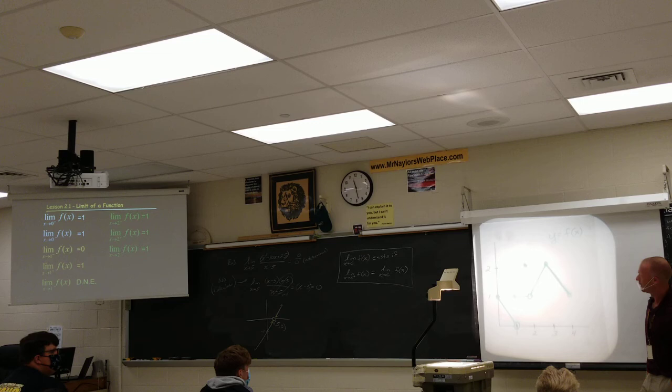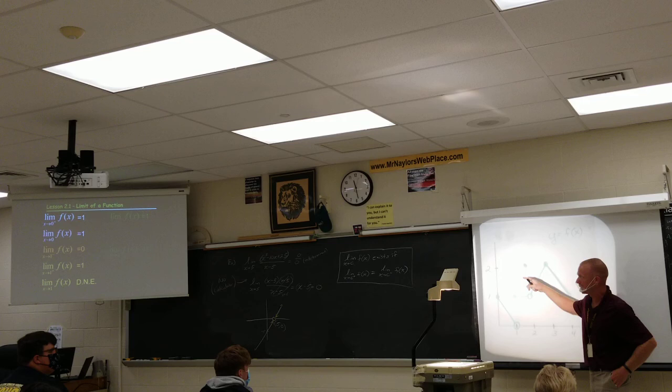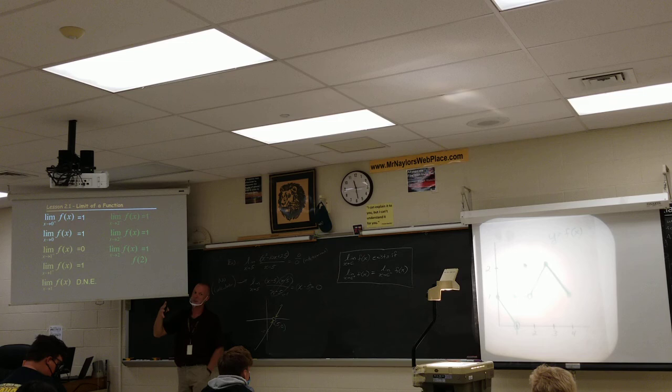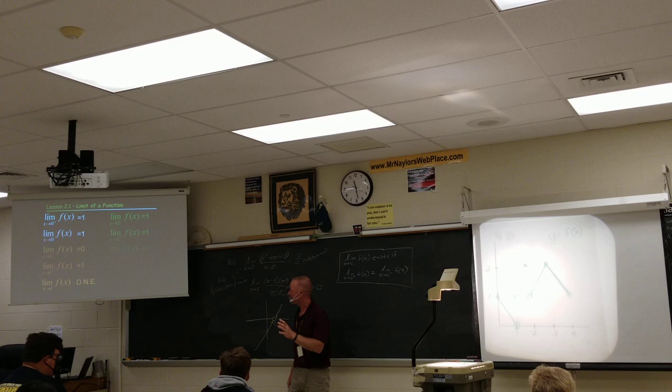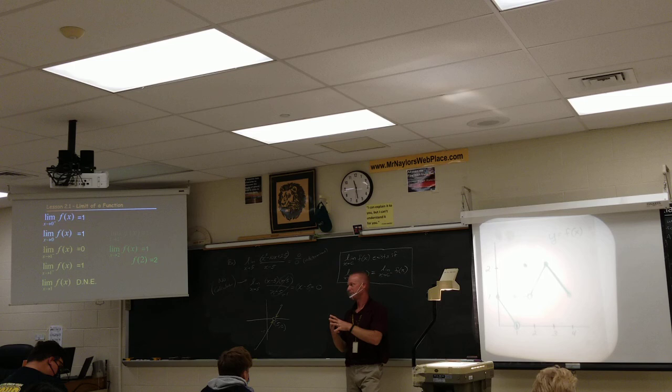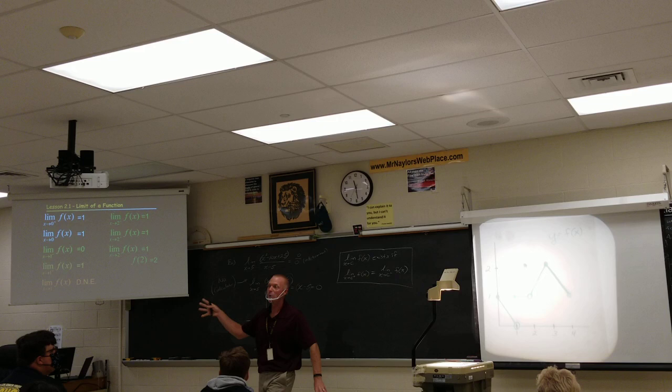Now, if you're like, what's up with this point out here? And I think a classmate asked about that the other day. It's really something different, which someday we'll use. It's the value. It's f of 2. It's the value of the function. Why is it up there? Just so we can have something different to talk about and realize that it's a different answer. So the value is 2, but the limit is 1. Someday we'll make them the same, and we'll talk about that. It's a whole separate question, because it's the value.